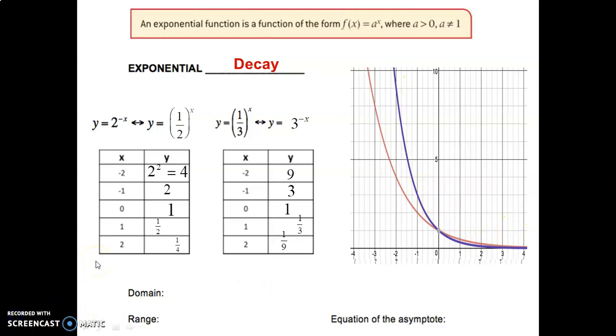The domain. Well, as before, the domain is from negative infinity to infinity. They both go from negative all the way to positive x values. And the range, the same as before, right? From 0 to infinity, but it doesn't go below 0. So the equation of asymptote, again, is y equals 0. And again, they pass through the point 0, 1. So very similar to the last ones, but now they're just going this way.